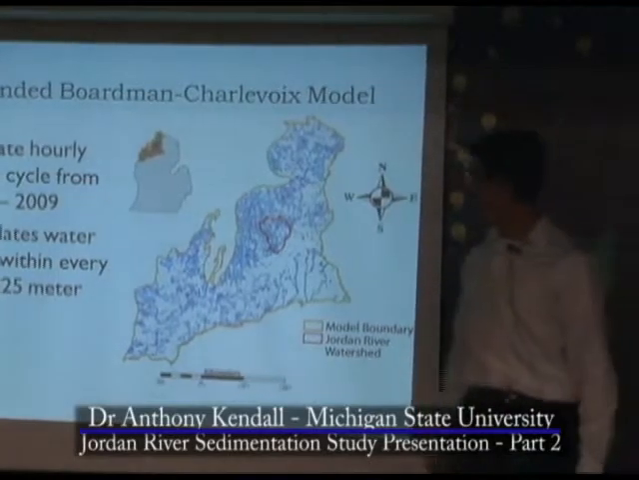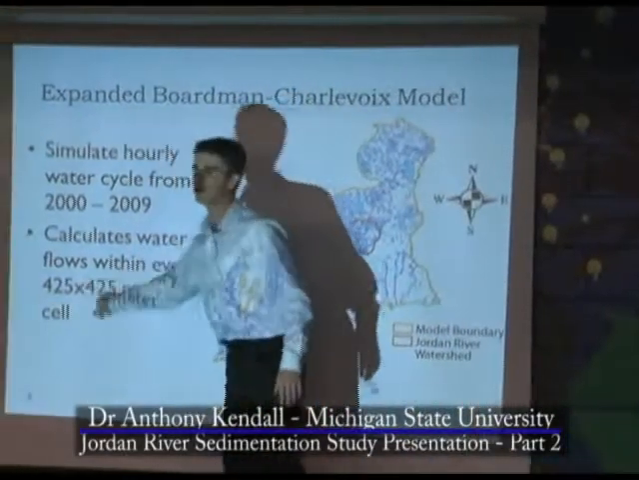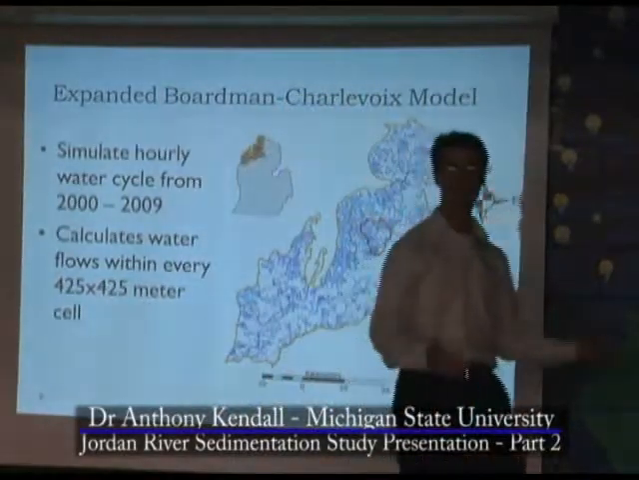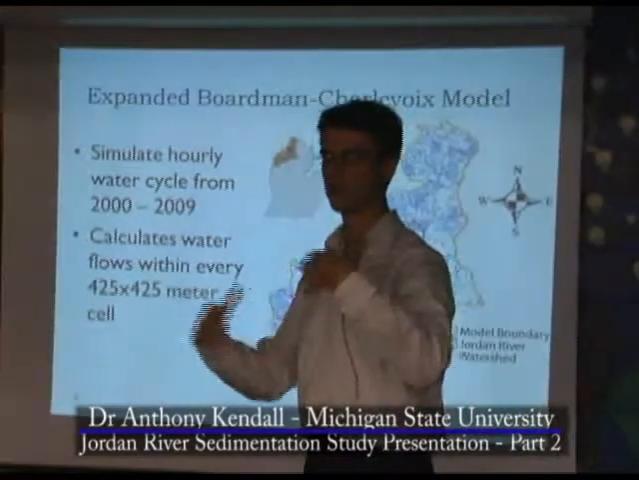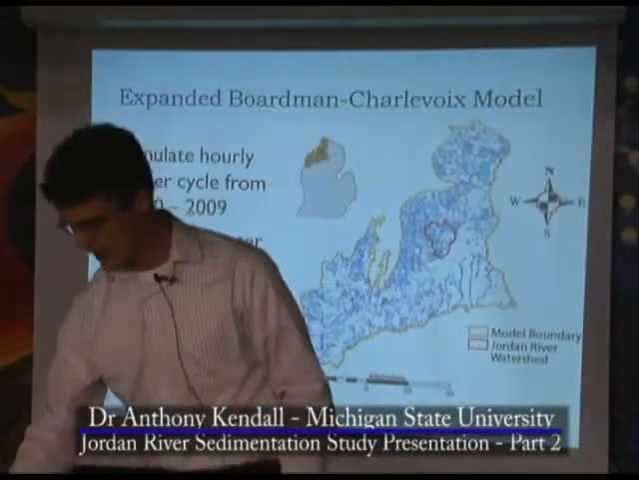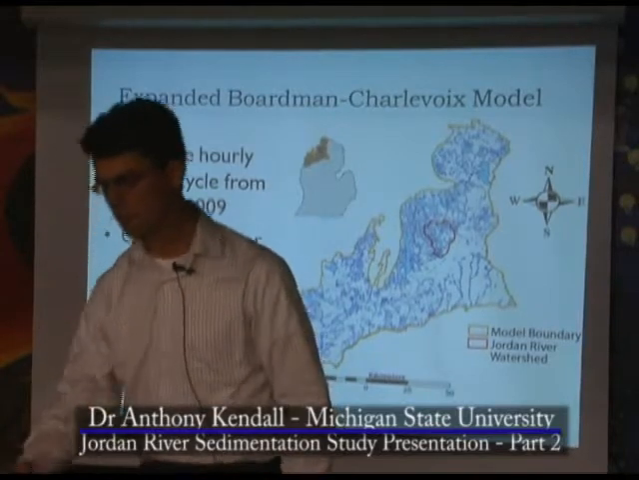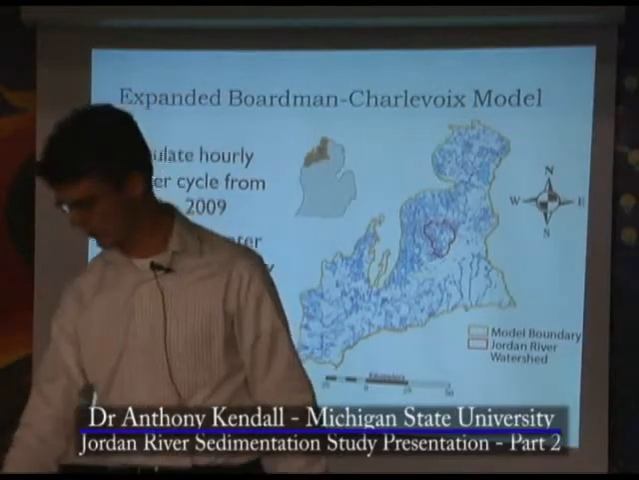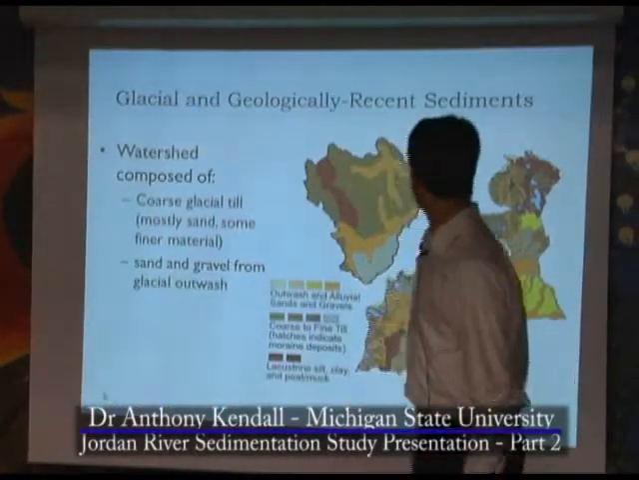And what we've done is, for the scale, we calculate the flows of water for every 425 meters. So 425 meters is a quarter of a mile, more or less. So each cell is about a quarter of a mile squared. And then we run this simulation every hour for 10 years in this case. I'll show you just some of the inputs.